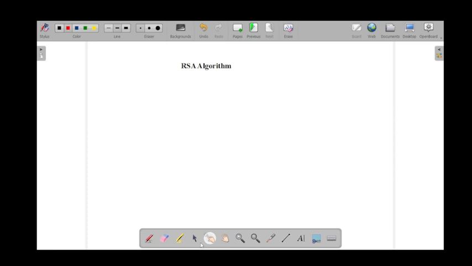Hello everyone, in this video we will learn the steps involved in the RSA algorithm and its examples. In the RSA algorithm, we take two large prime numbers, P and Q. In the first step, we take the values of P and Q. In the second step, we take the product of those two large prime numbers, that is P into Q.